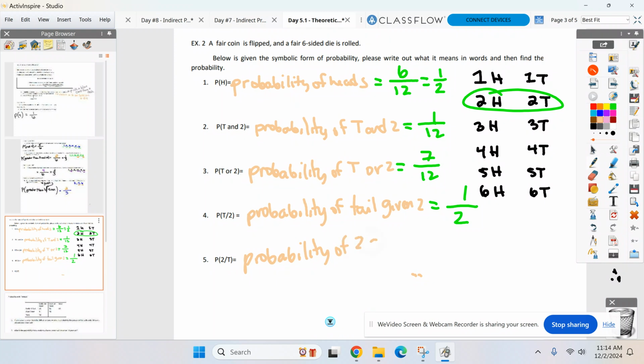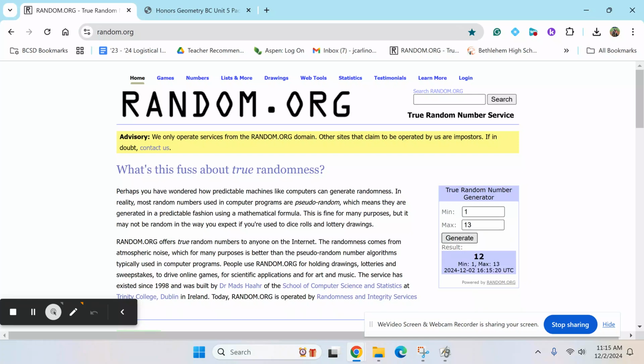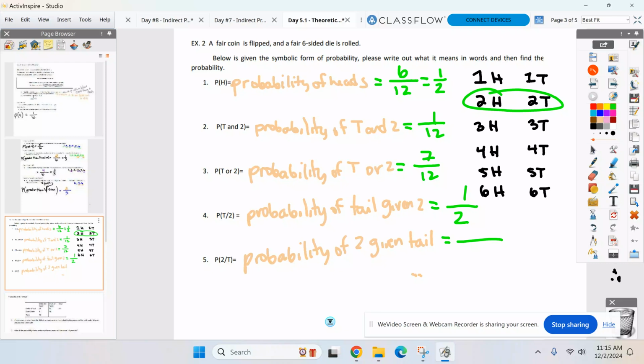Probability of a 2 given, it's already, the coin came up a tail. I want you to think right now before I call on somebody, how many choices would I have now? Not 12, not 2. It's already a tail. So now how many options do I have? Not 12 options, not 2 options. How many up here show a tail? It's already given a tail here. Max? 6. 6. These right here. Now finish it. Out of these 6, how many contain a 2? 1.